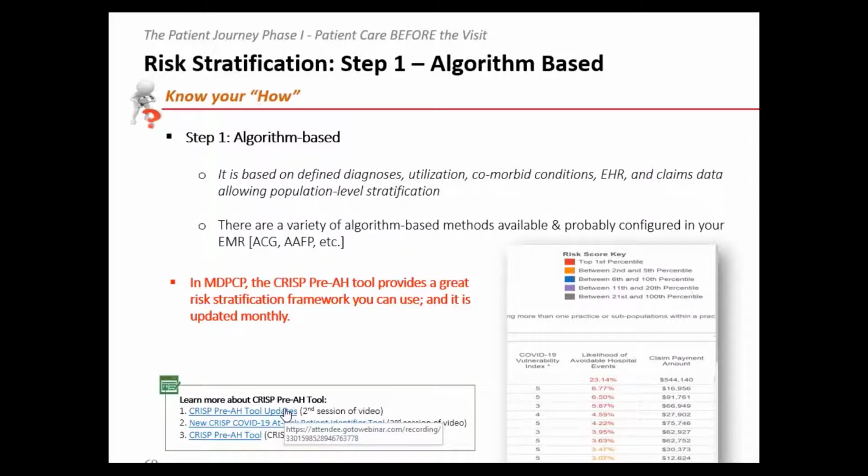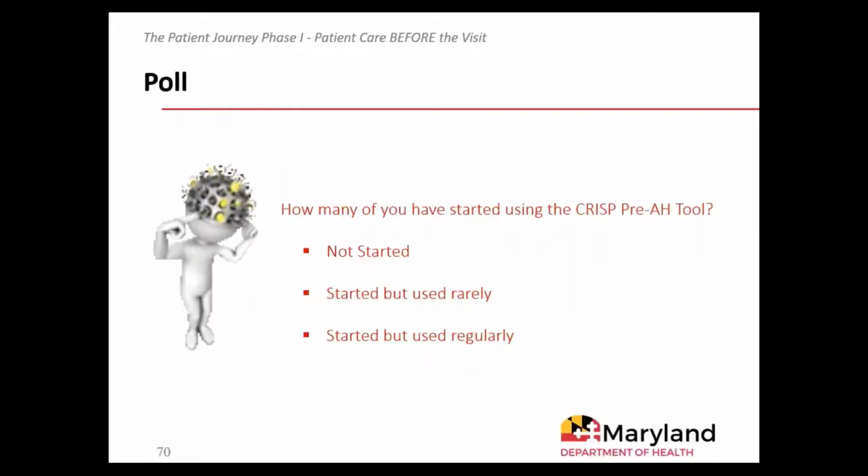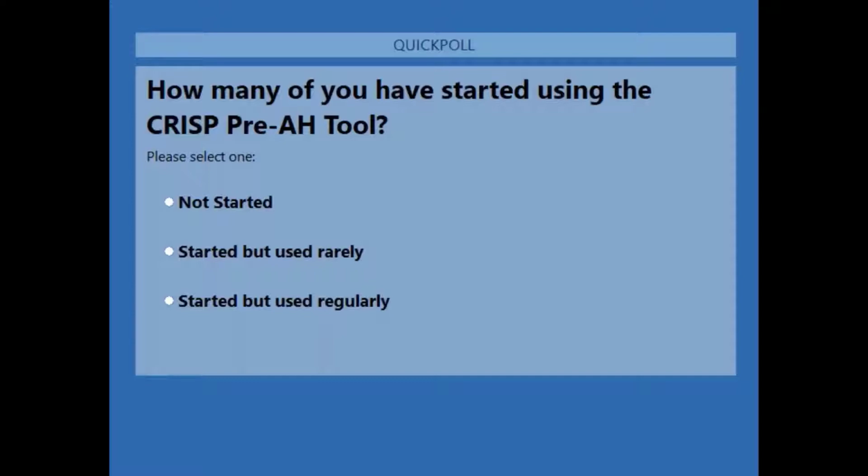And to learn more about the CRISP pre-AH tool, please visit the links to the recorded webinars. And remember, you can also reach out to your CTO and practice coaches. And like I said, the links to the recorded webinars can be found in the green box below. Next slide, please. So now we have a poll. We like to ask how many of you have started using the CRISP pre-AH tool. If you don't mind, just selecting one of those if you've not started, if you've started but used rarely, or if you've started but used regularly. We'll close the poll in about 10 seconds.